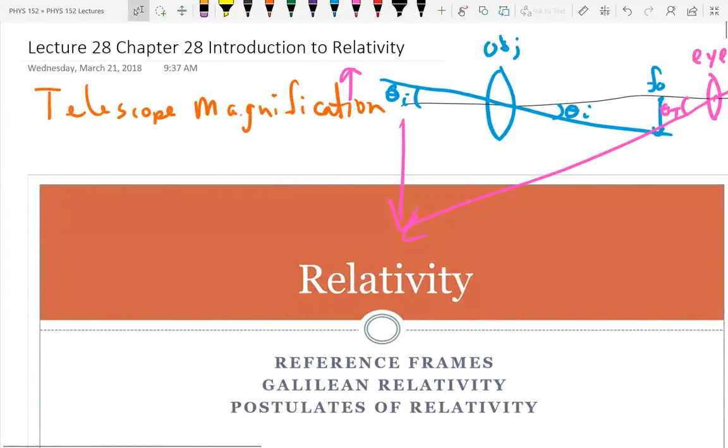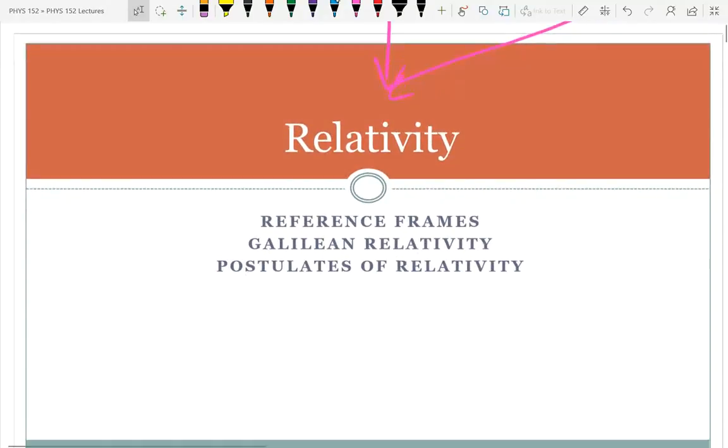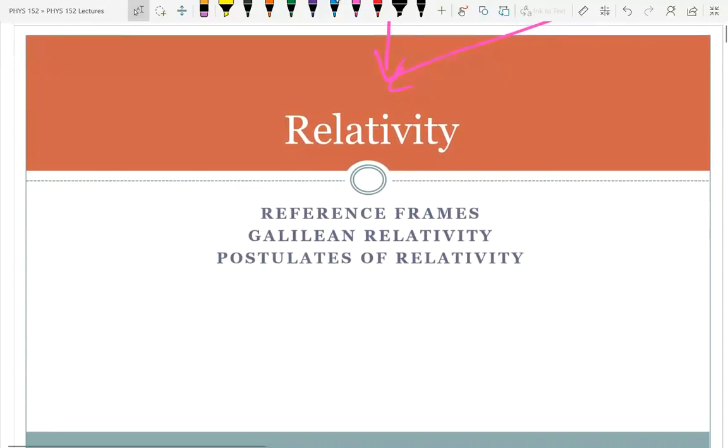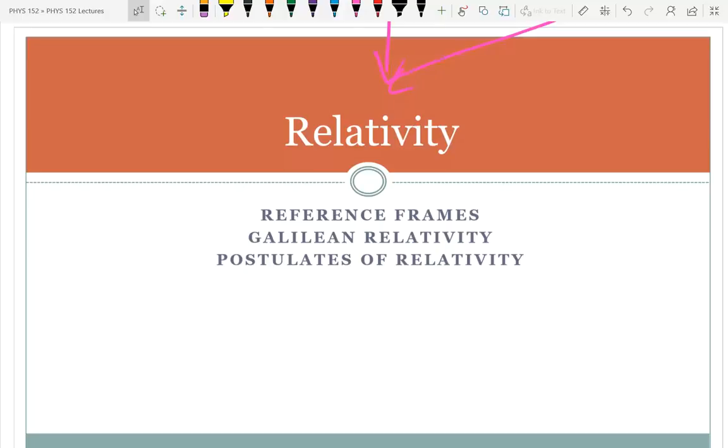That is the end of material that will be on our next exam. That's the end of our optics discussions. We'll have the exam next Tuesday.